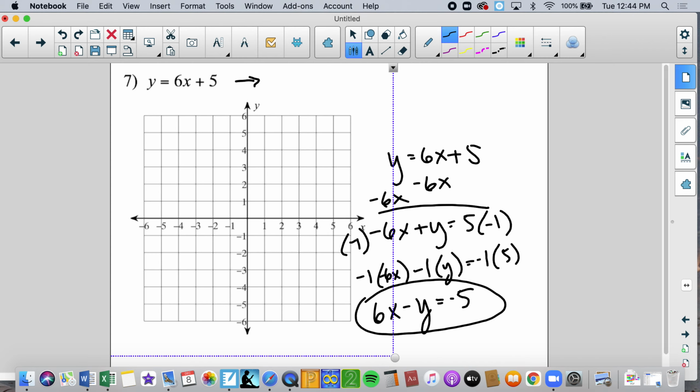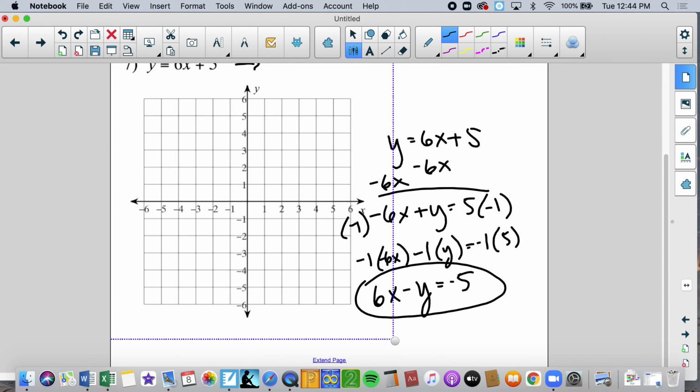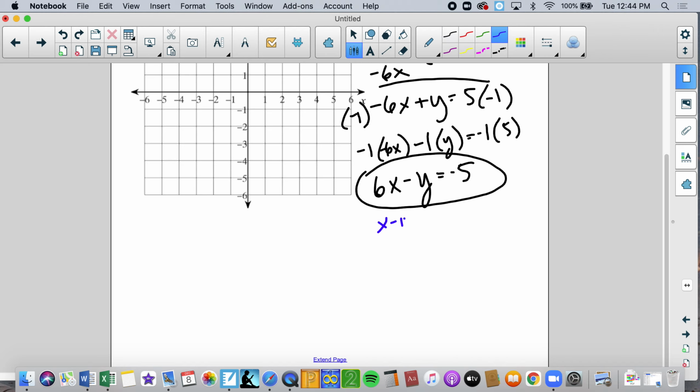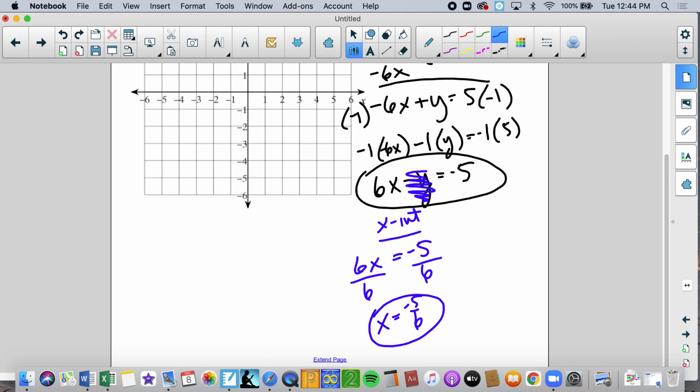Standard form, again, needs a, b, and c to be whole numbers or their opposites, and a must be positive. So now I'm able to find the x-intercept. Cross out the y, I get 6x equals negative 5, divide by 6, x equals negative 5/6.